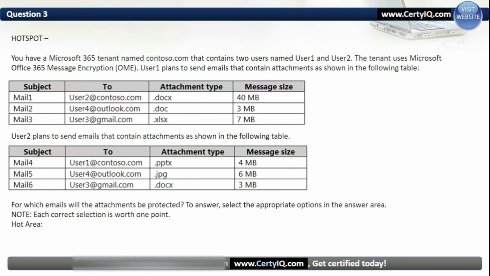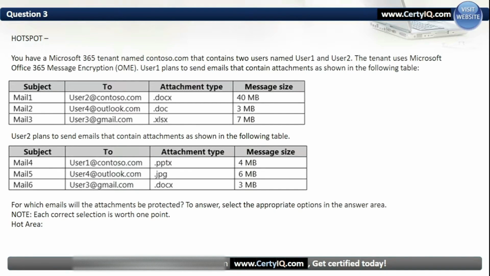Question 3. Hotspot. You have a Microsoft 365 tenant named contoso.com that contains two users named user1 and user2. The tenant uses Microsoft Office 365 message encryption. User1 plans to send emails that contain attachments as shown in the following table. User2 plans to send emails that contain attachments as shown in the following table.